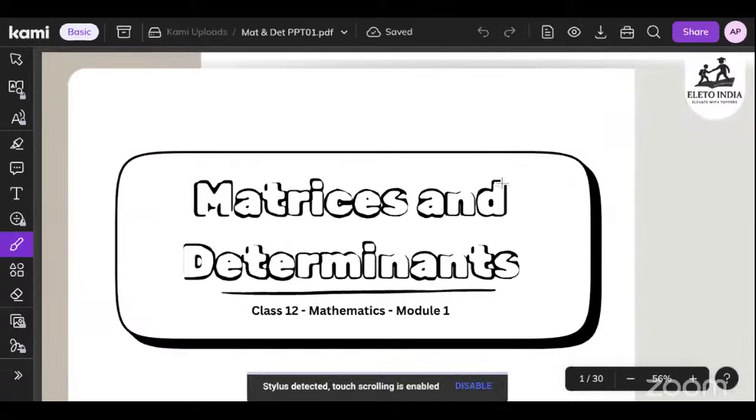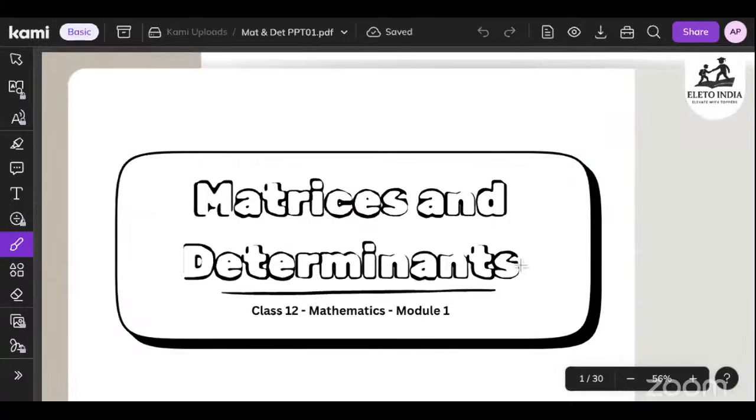Today we are going to see the topic matrices and then determinants. In this topic you will be studying in your class 11th and then 12th. In class 11th, mostly you will be having the basics like the basic operations like addition, subtraction, and then multiplication. We can't do division on matrices. Is it clear?